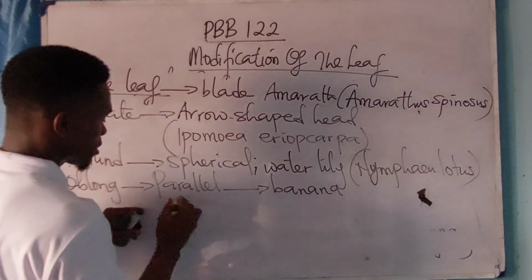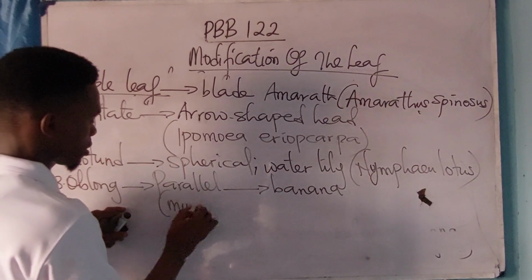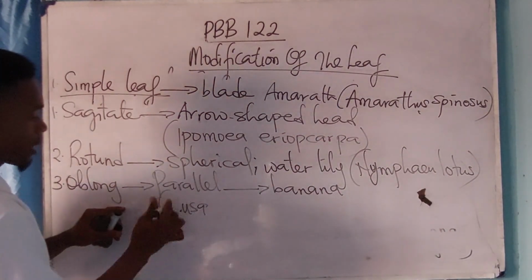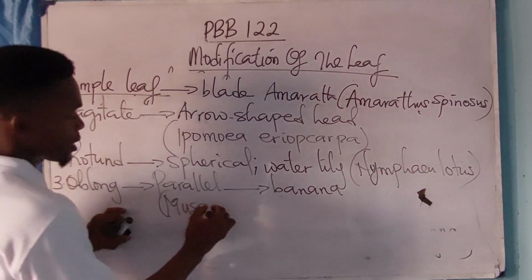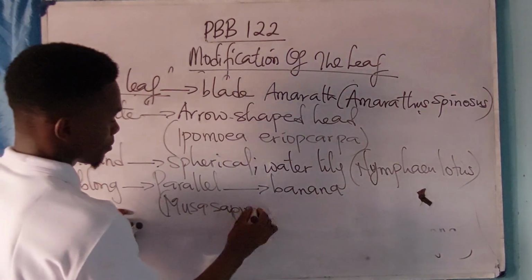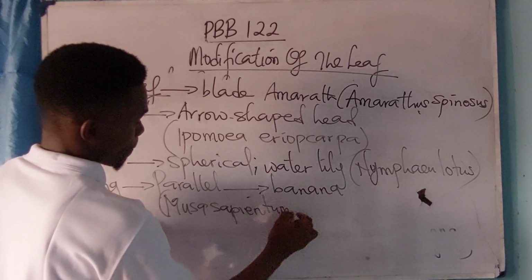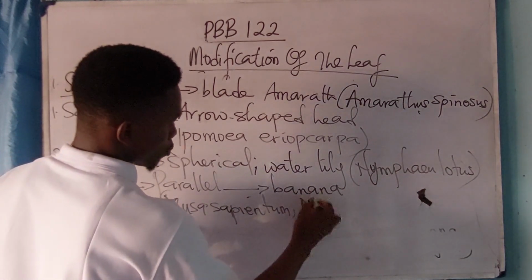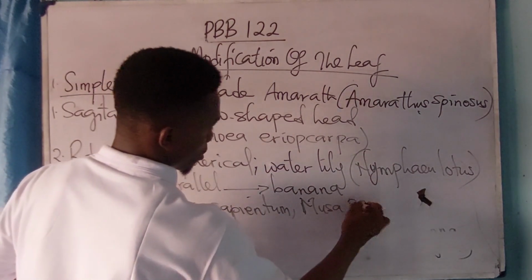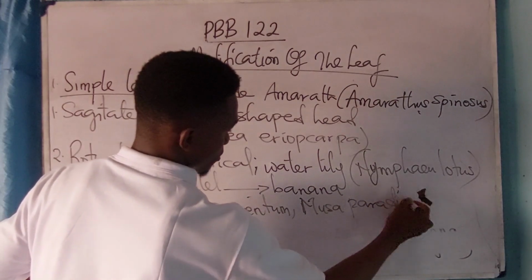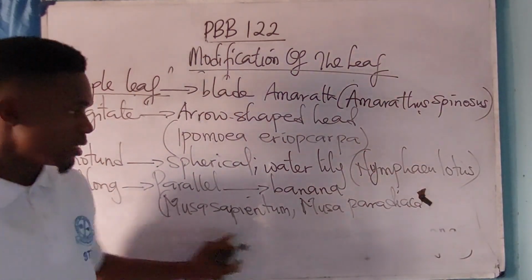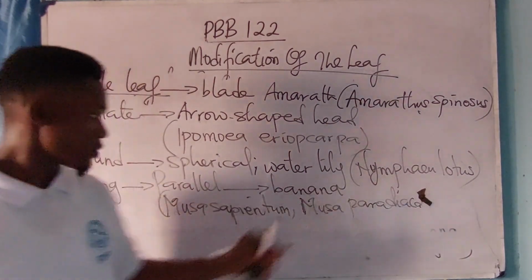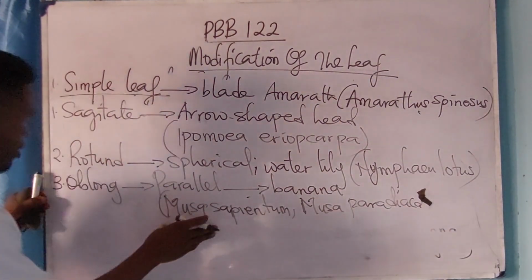Banana is Musa. This I'll start with a capital letter, going by the Ghanaian system of nomenclature. Musa sapientum, and plantain, Musa paradisiaca. So, Musa sapientum, banana, and Musa paradisiaca, plantain, possess what? Oblong type of what? Leaf.